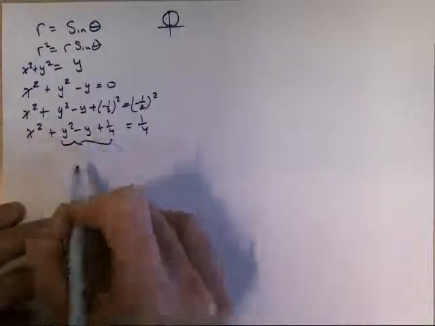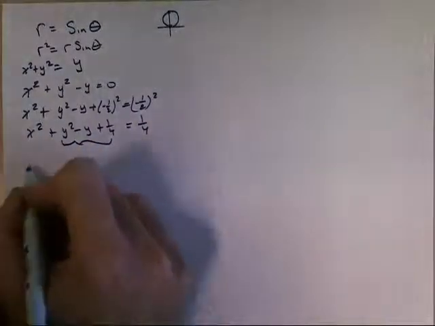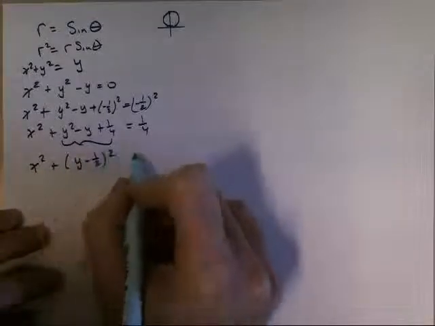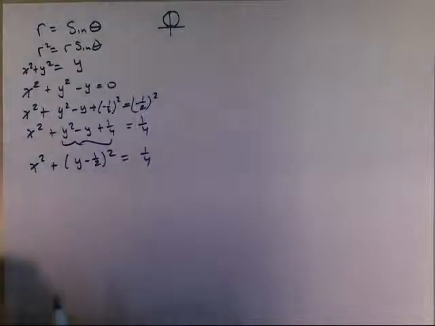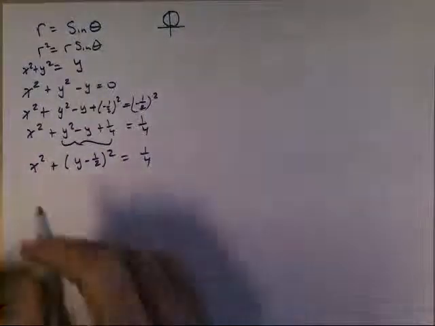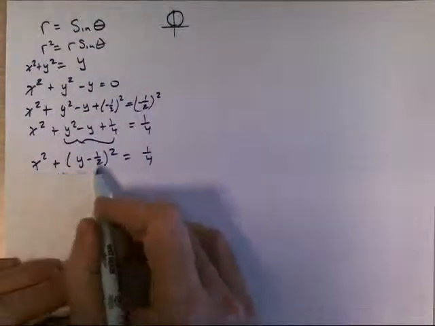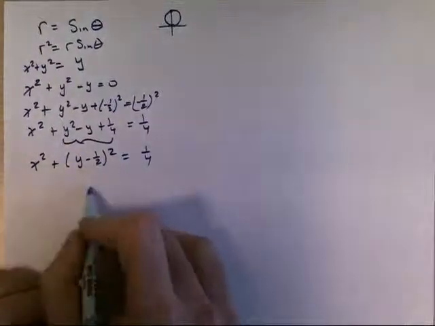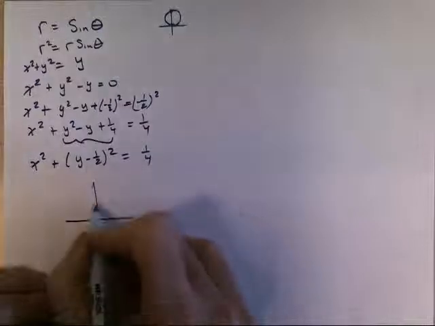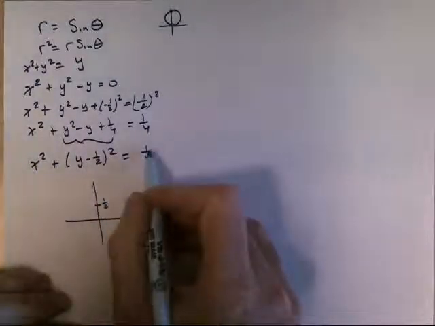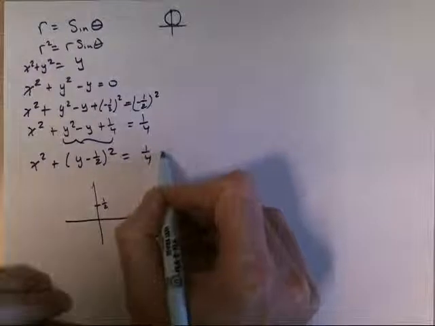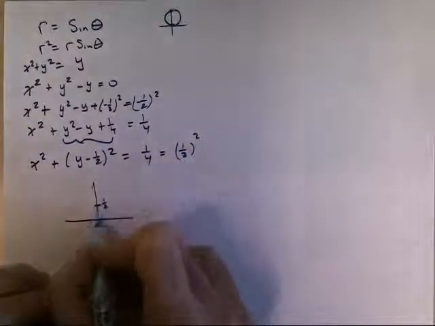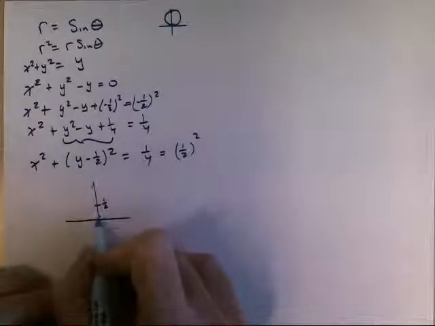But the thing is, this is a perfect square. This is x squared plus y minus a half squared, and this is 1/4. Now this looks like a circle. I've got an x squared plus something squared equals, this is a y minus k. So this is a circle that's been shifted 1/2 in the y direction, and the radius is the square root of 1/4. So this is a half squared. So this is a circle, radius a half, centered a half up the y-axis.